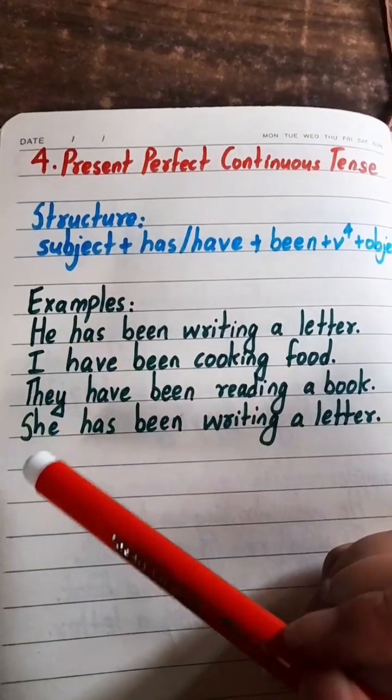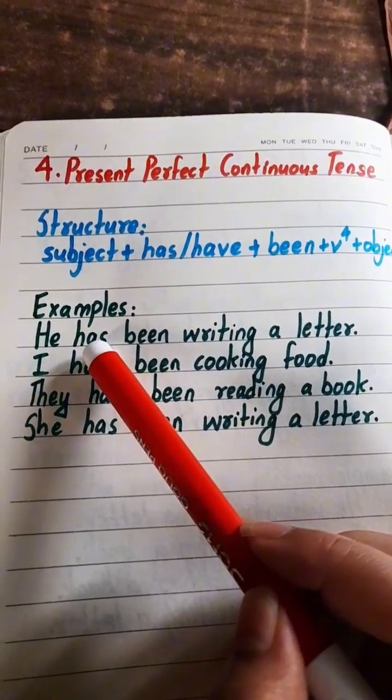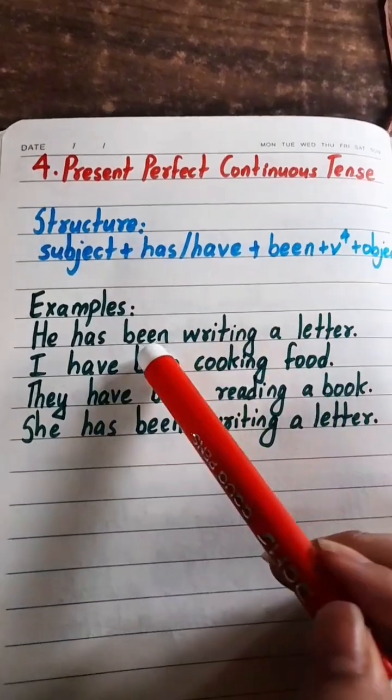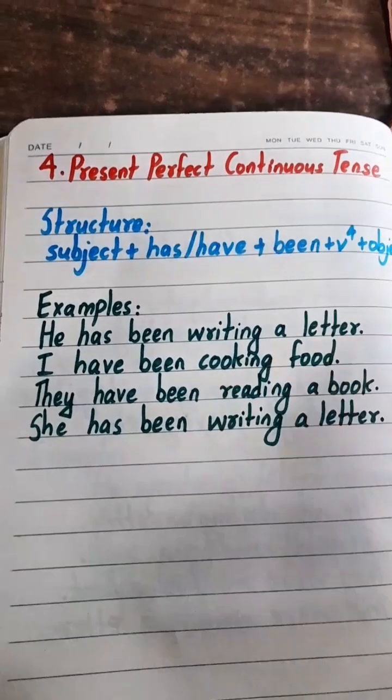Here he is the subject. So he is a singular subject. That is why we have to use has. Then been plus writing is verb 4 and a letter is the object.